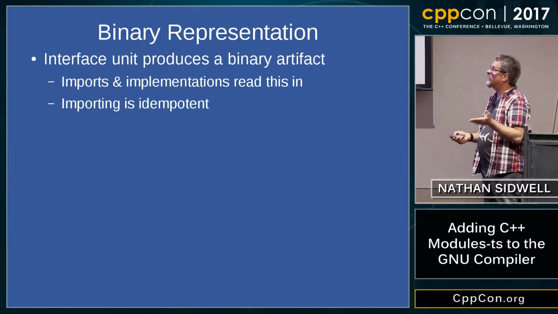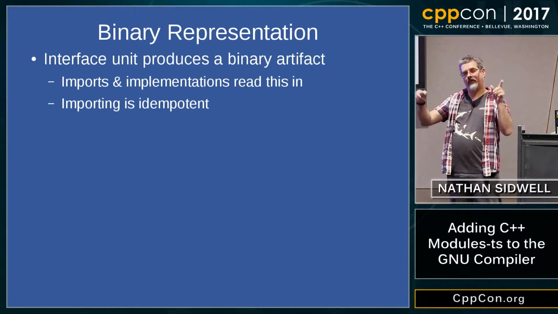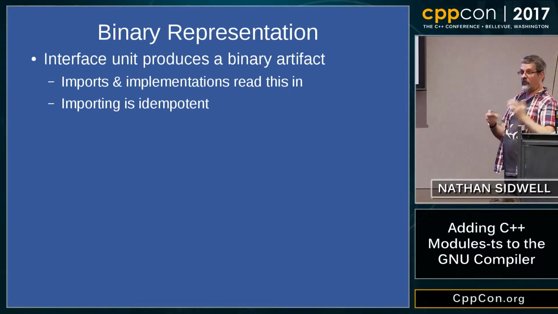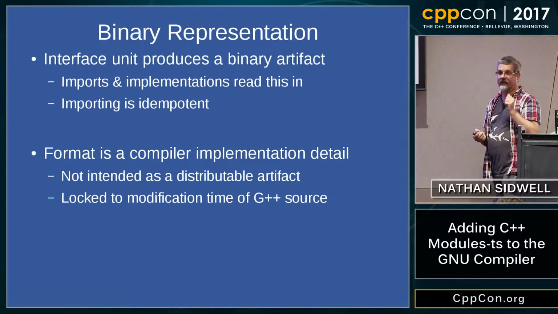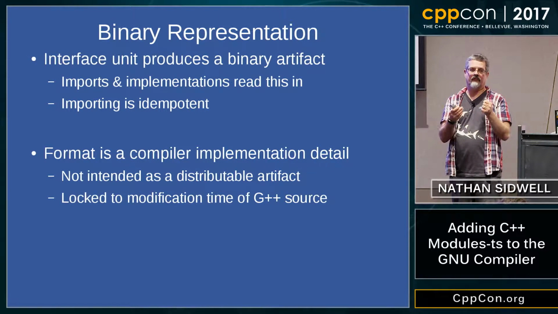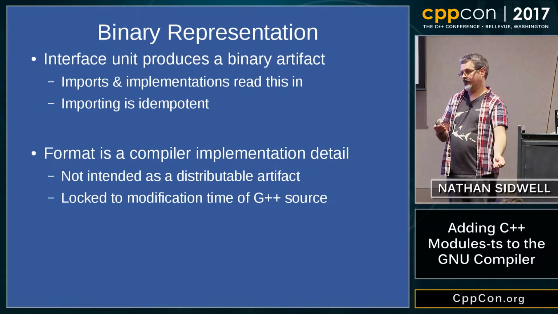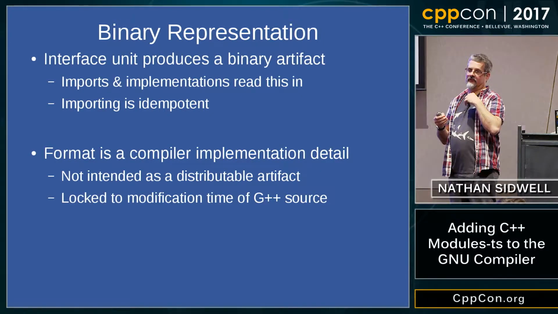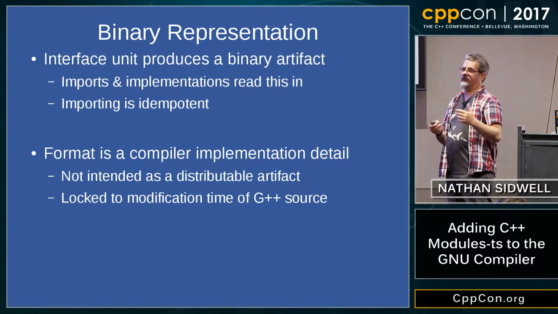So the interface unit produces this green box that I had in the other picture, that's then slurped in by the importers and the module implementations. What is this thing? Well, it's not a redistributable artifact. There's no intent of binary module interfaces being things that people deliver to customers in the same way they might deliver object code or a library archive and a header file. The distribution mechanism is still going to be the source code of the interface units.